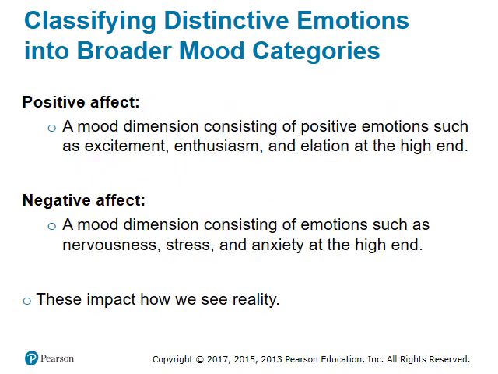Our basic moods carry positive and negative effects, and they cannot be neutral. The positive effect is the mood dimension consisting of positive emotions such as excitement, enthusiasm, and elation at the high end. The negative effect is a mood dimension consisting of emotions such as nervousness, stress, and anxiety at the high end. It is important to remember that these states impact how employees perceive reality. Thereby, the moods can impact the work of employees.